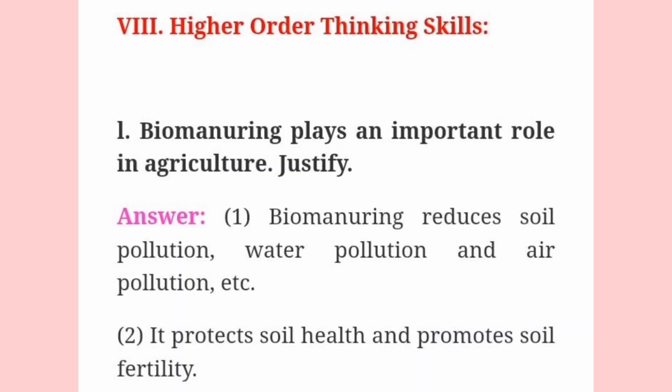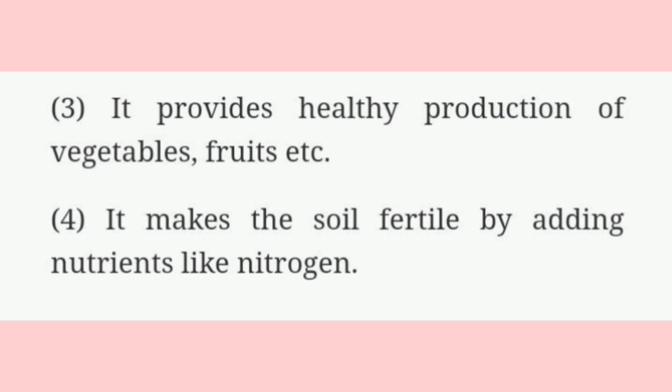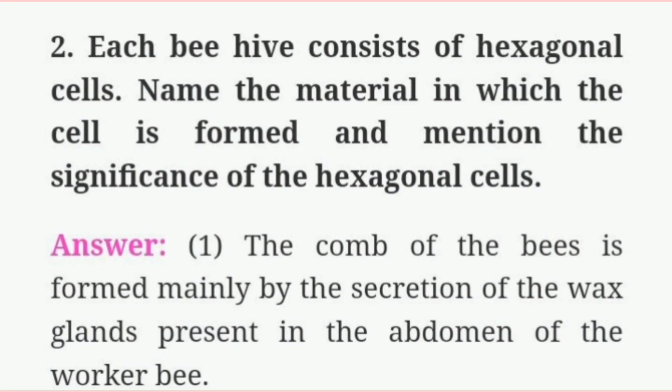Eighth Roman letter, higher order thinking skills. First one, biomanuring plays an important role in agriculture. Justify. First point, biomanuring reduces soil pollution, water pollution and air pollution, etc. Second point, it protects soil health and promotes soil fertility. Third point, it provides a healthy production of vegetables, fruits, etc. Fourth point, it makes the soil fertile by adding nutrients like nitrogen.